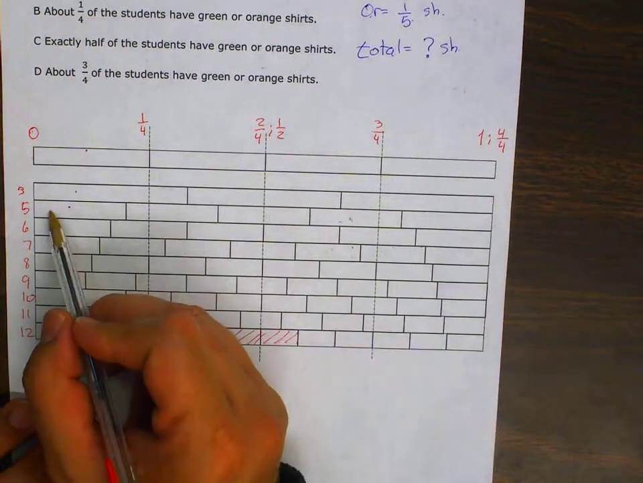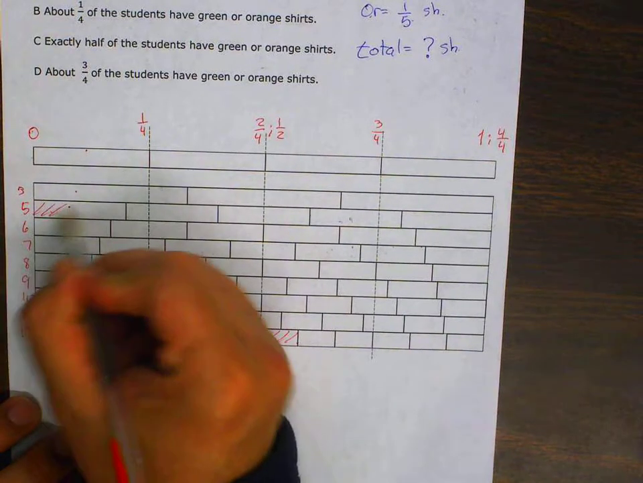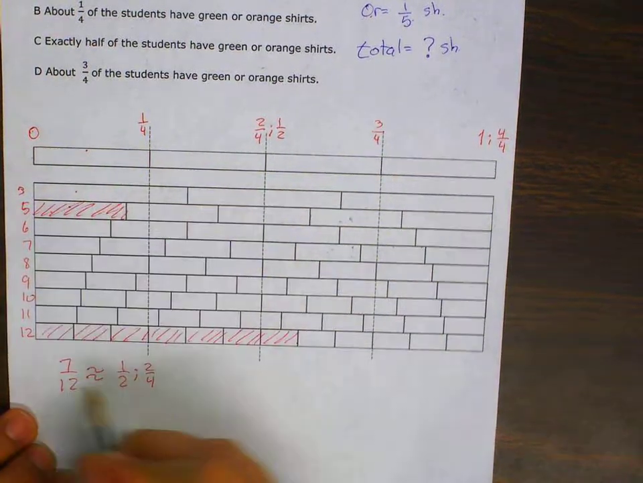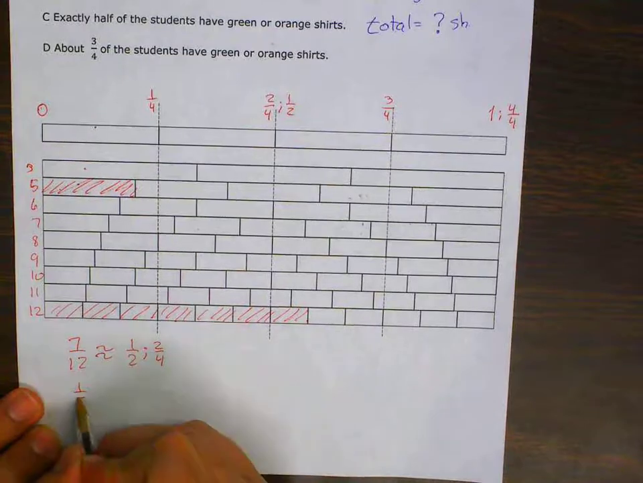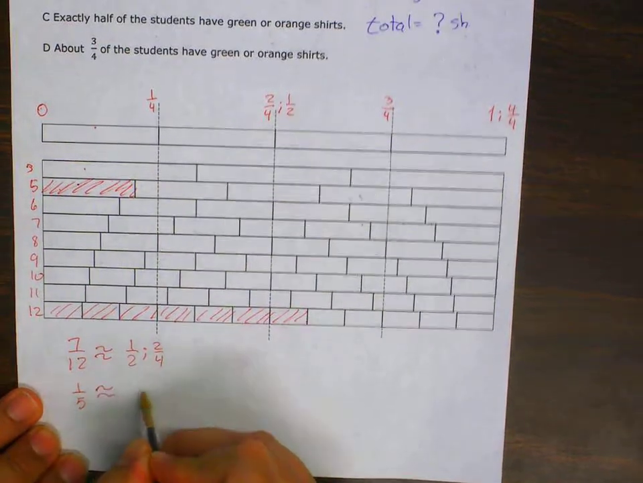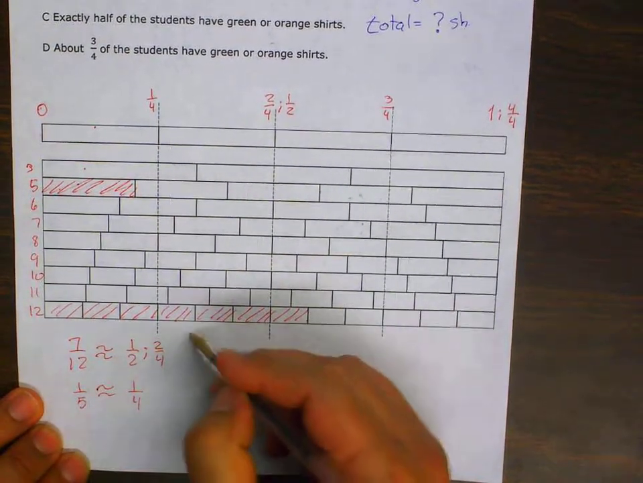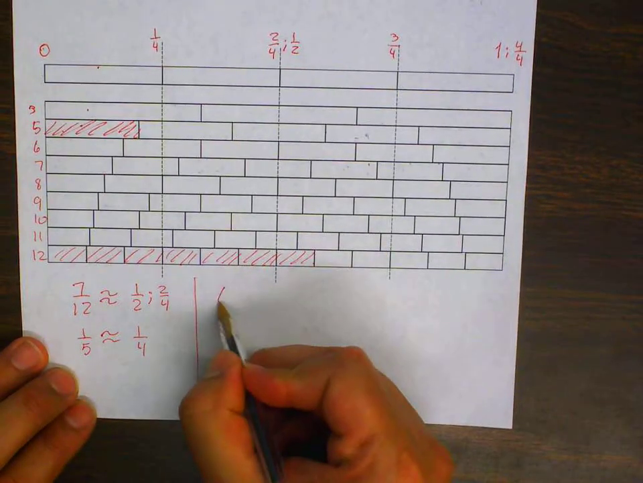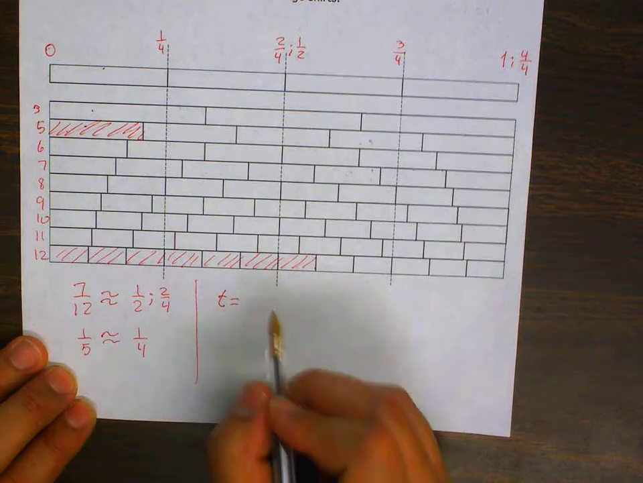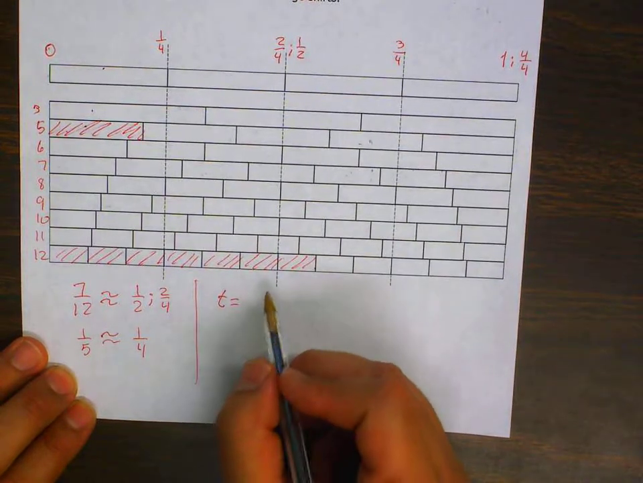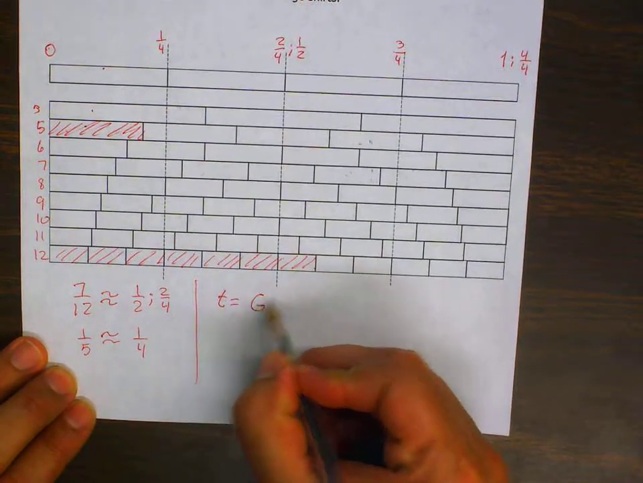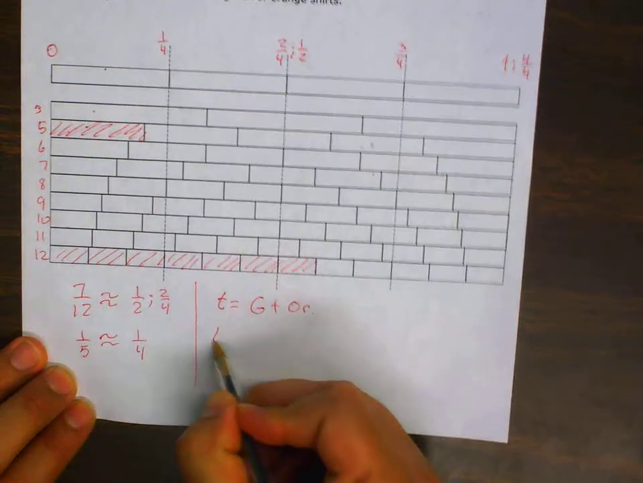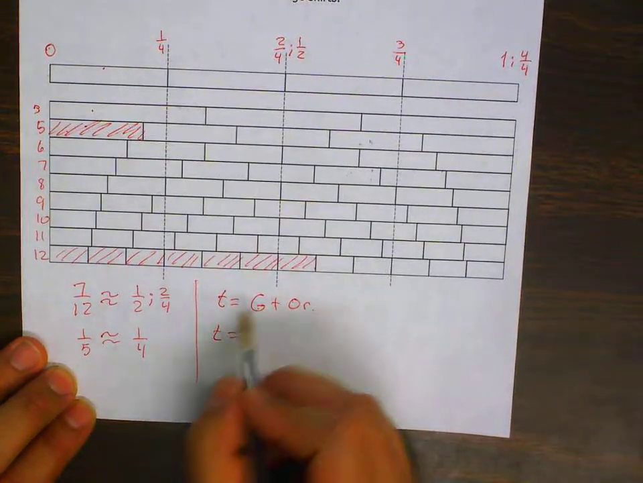Okay, that's one. The next one is the orange, which is 1/5. Okay, so I know here my fifths is only 1/5. And so 1/5 is about 1/4. So now that I have my rounding fractions, my benchmark fractions, I can say to find my total, I need to add my green shirts and my orange shirts. So my green shirts are 1/2, 2/4.